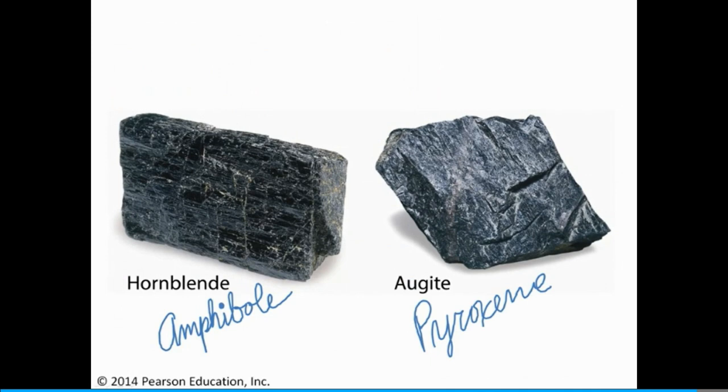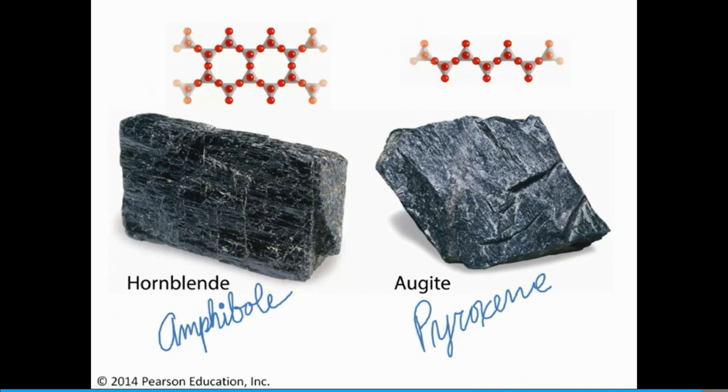Hopefully what you said is that hornblende is an example of a double-chained silicate structure, while augite is an example of a single-chain silicate structure.